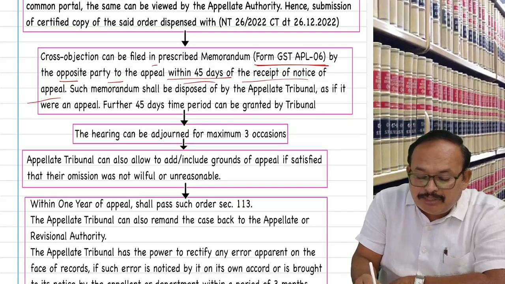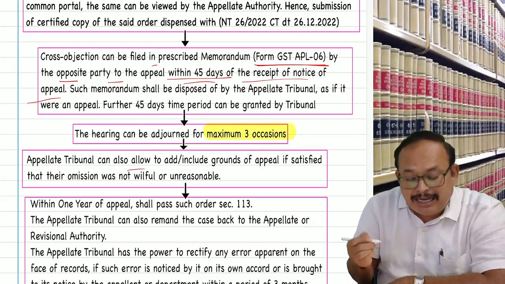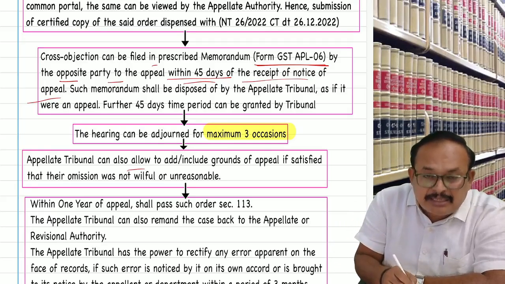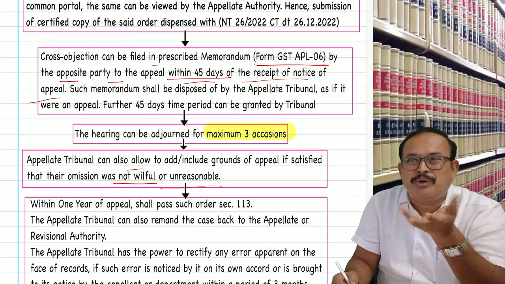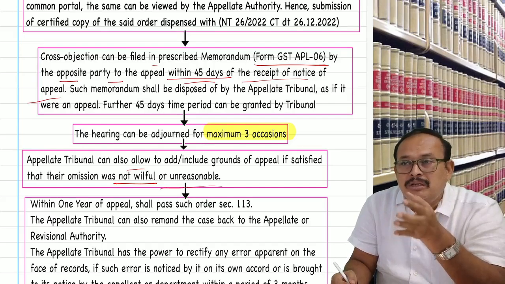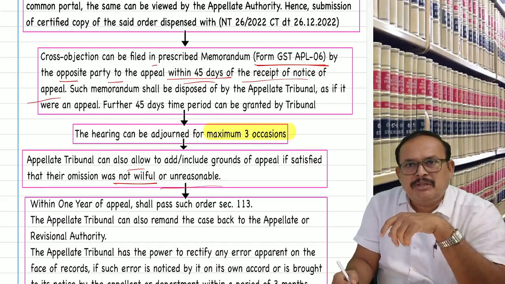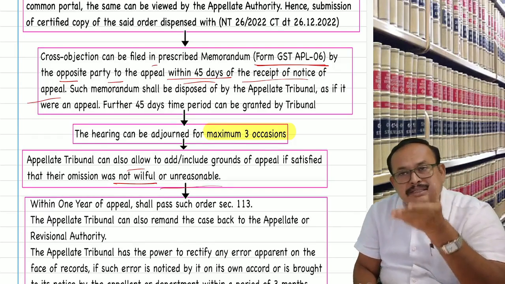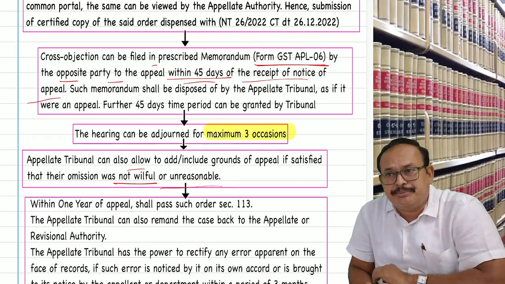Hearing can be adjourned for a maximum period of 3 occasions, normally applicable to all cases of hearing. The appellate tribunal can also allow additional grounds of appeal if satisfied that their omission was not willful or unreasonable. Reasonable, because, for example, that person fell ill with Corona, was hospitalized, then came back, but forgot to submit some points. That is acceptable, since it was not intentionally kept hidden. Such things are considered by the tribunal, and they permit adding new points while hearing the case.